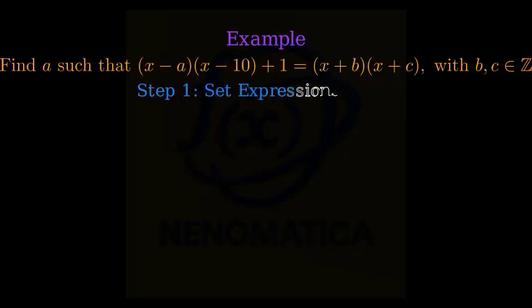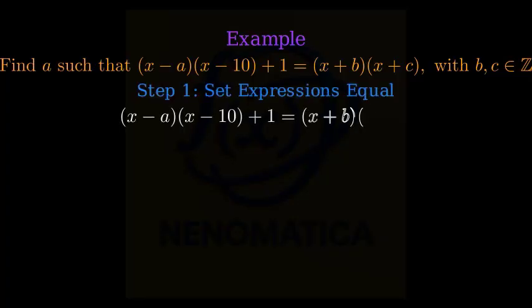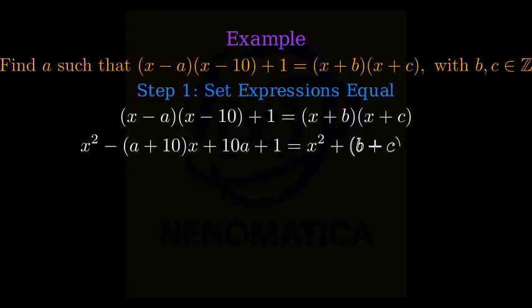Step 1. Set the expressions equal and expand both sides. We start with (x minus a) times (x minus 10) plus 1 equals (x plus b) times (x plus c). Expanding gives x squared minus (a plus 10) times x plus 10a plus 1 equals x squared plus (b plus c) times x plus bc.